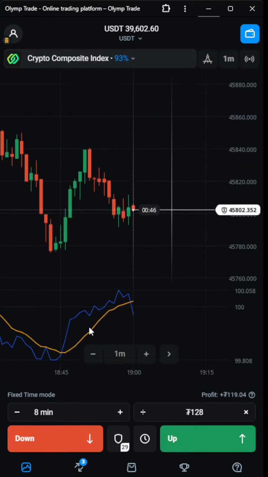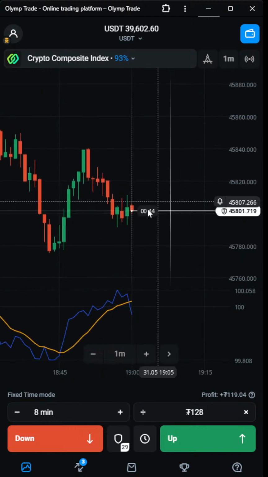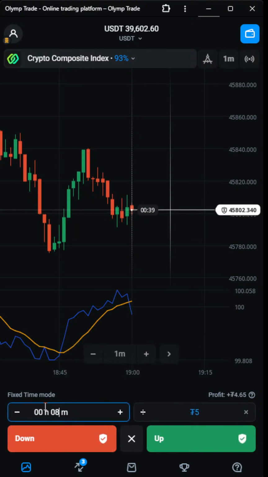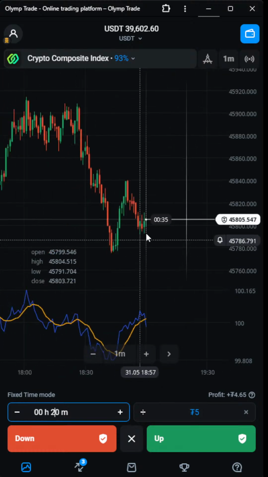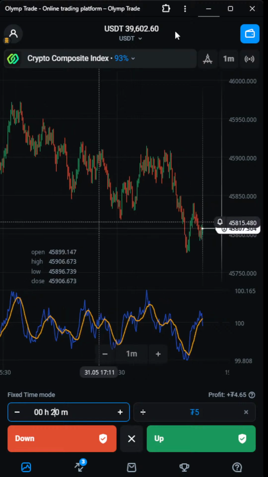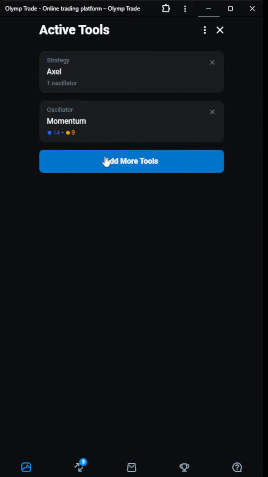Let's try to find a strategy. Sometimes this. Okay, so let's just use one of the risk-free trades right now. While working with an index, you also need to be careful of the support and resistance levels. Can we draw a trend line in here? Let's try to draw a trend line here.